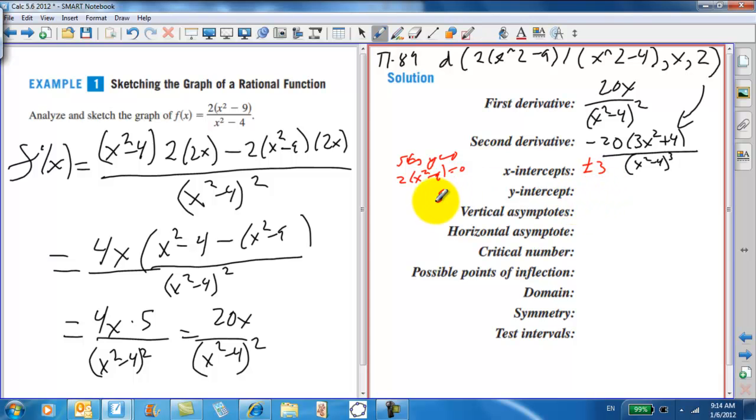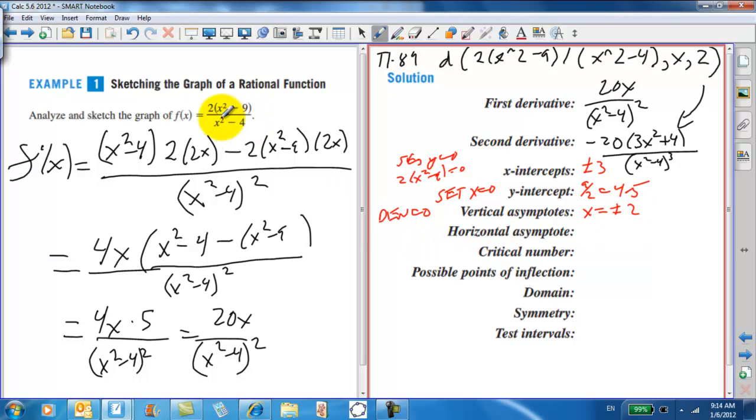For the y-intercept, set x equal to 0. And when you do that, you just get negative 9 over negative 4, 9/4 times 2, so it's 9/2, 4.5. Vertical asymptotes are where the denominator equals 0. So that's going to be plus or minus 2.